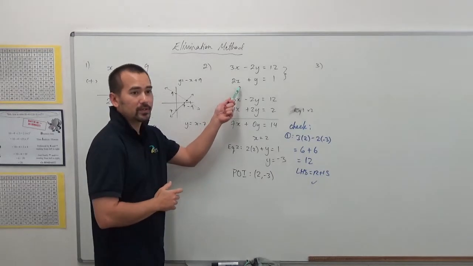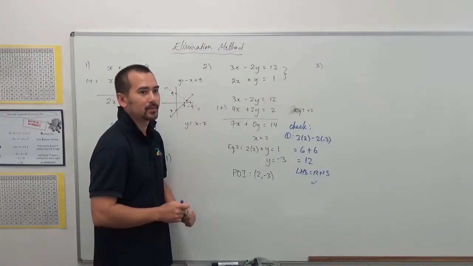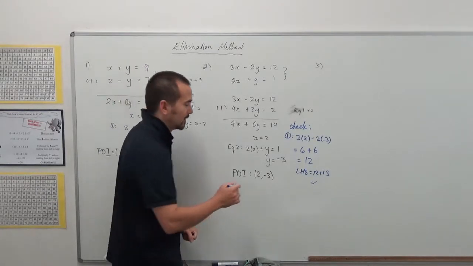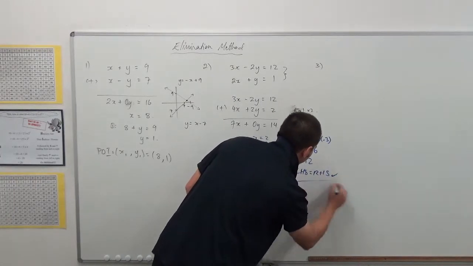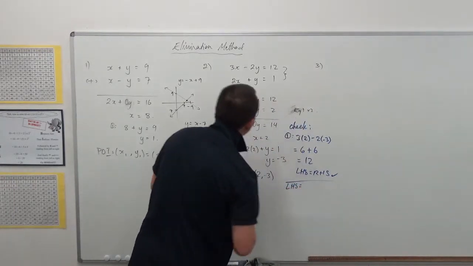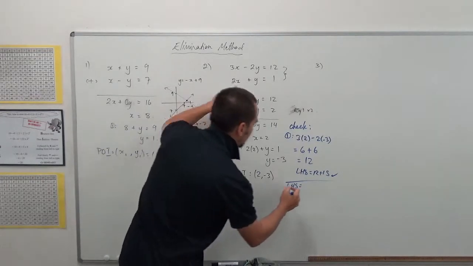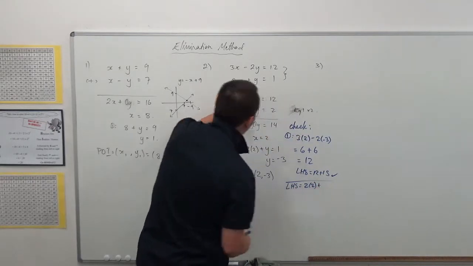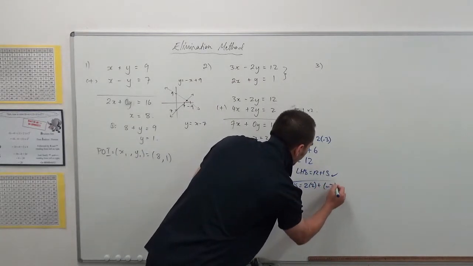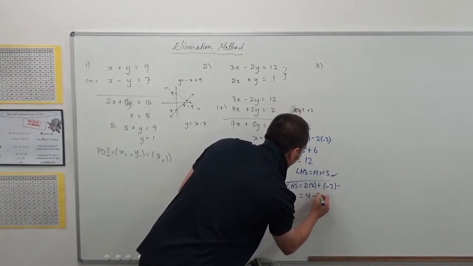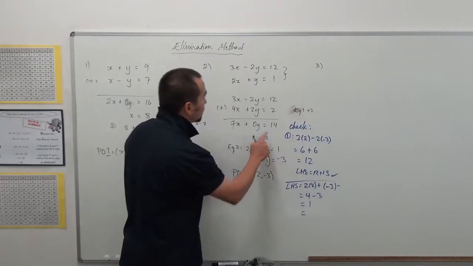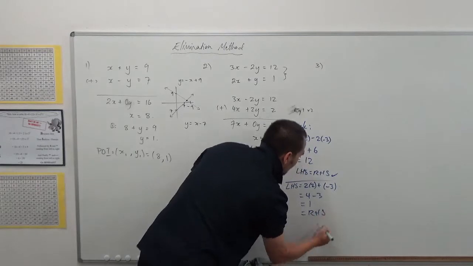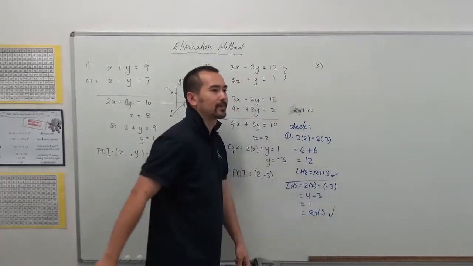If we use the other equation, would it have worked as well? Yes, it would. Do I need to show you that? Okay, I'll do that then. So the left hand side says 2 times x, which is 2 times 2, plus y, which is negative 3. That comes to 4 take away 3, which is equal to 1. And 1 was what we wanted, right hand side. So left hand side is equal to right hand side. We did it right.